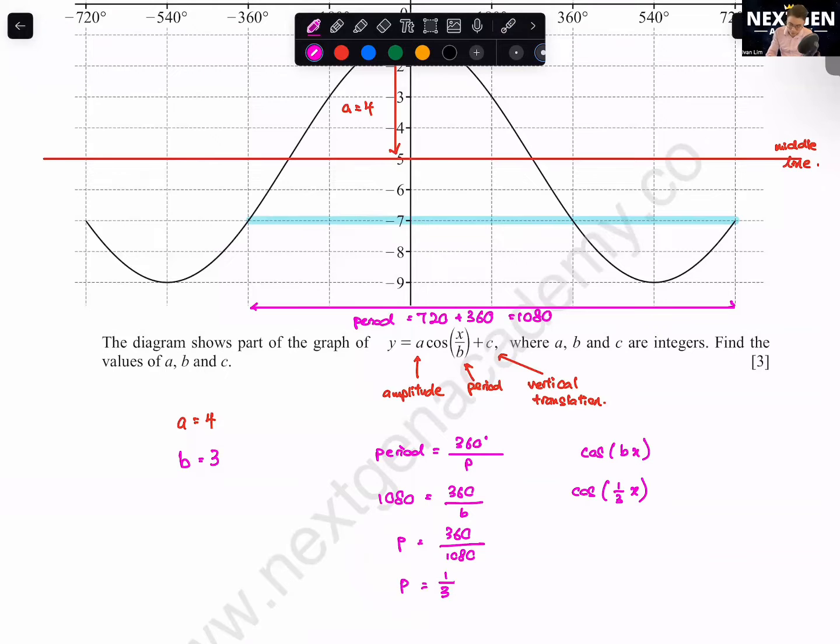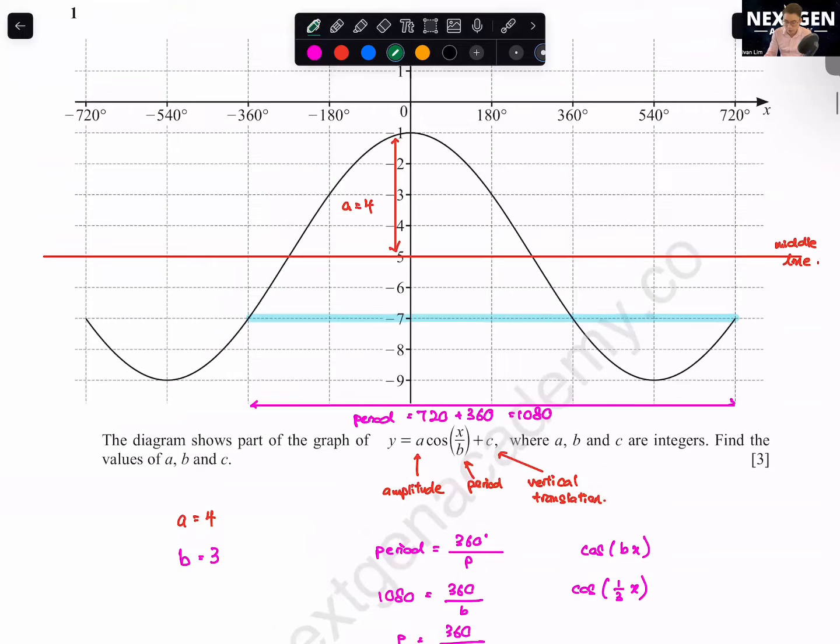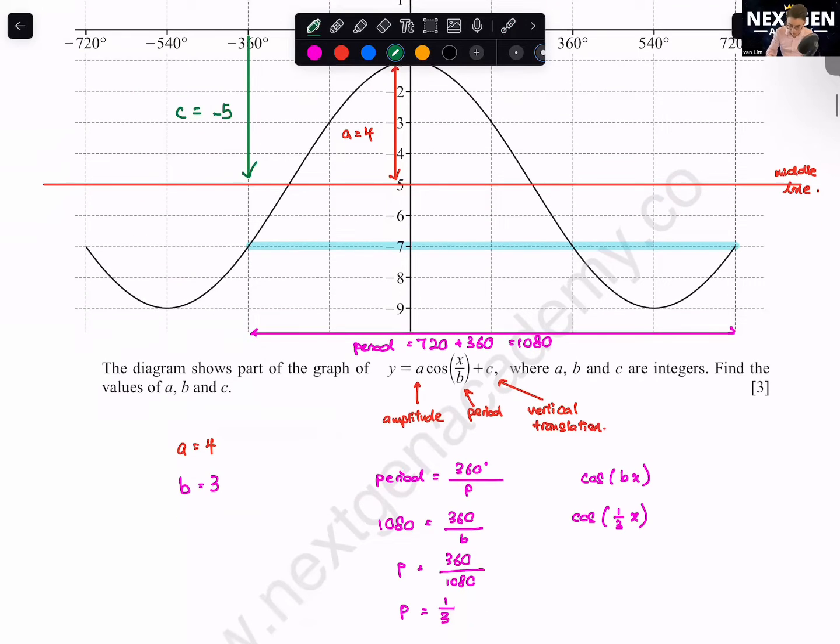Then the last one. How can I find C, vertical translation? What's your C value? So C value, you base it on the middle line. Originally, your middle is at 0. So what happened? The whole graph is shifted down by how many units? So here to here, -5. So the whole graph shifted down by -5. So C is equal to -5.